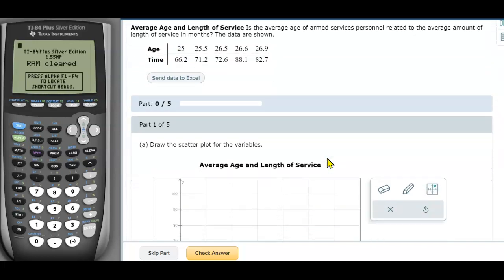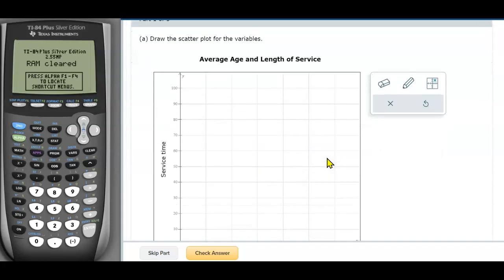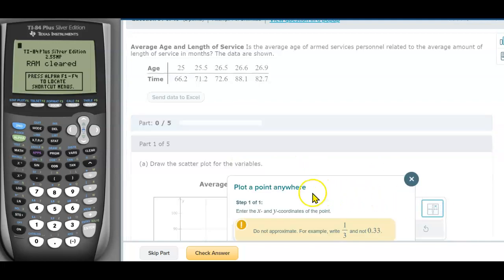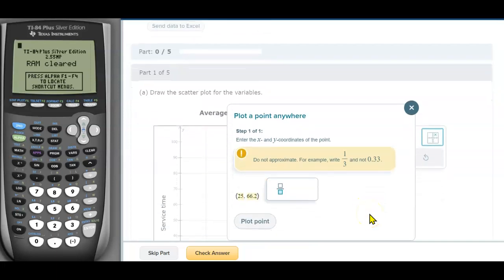So let's see. The first question is asking you to plot the scatter plot. And for this, it's really easy. You just have to click on here, and then you are supposed to enter the numbers. So the x is going to be first, which is, for example, 25, and 25 is connected to 66.2, and you just go ahead and plot it.